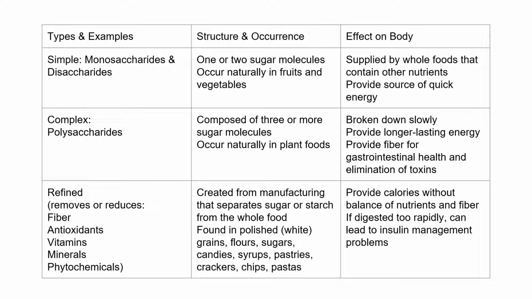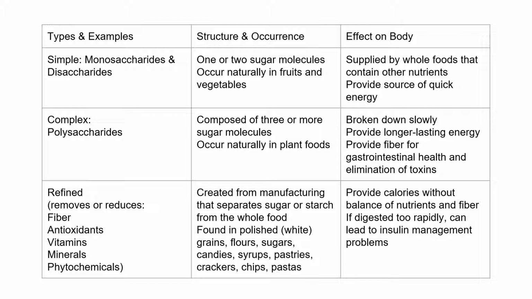But we will also do this with various fruits or other types of succulent plants to pull syrups and different sugars out. When we make pastries, crackers, chips, pastas, candies, all of these things are made from refined grain or refined plant sugars, and thus have a very different effect on the body compared to naturally occurring simple and complex carbohydrates.